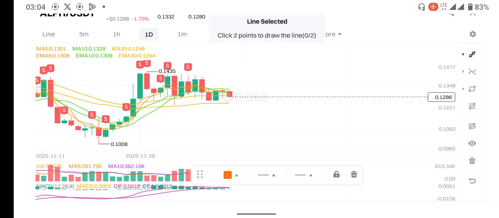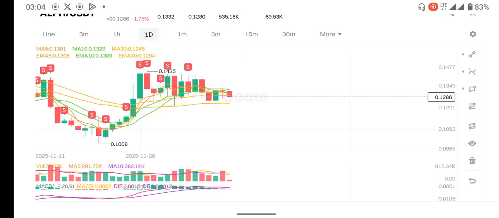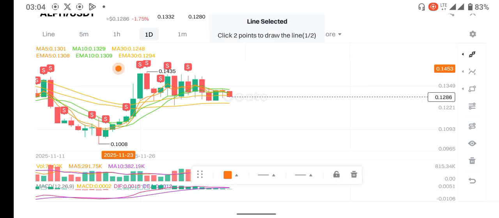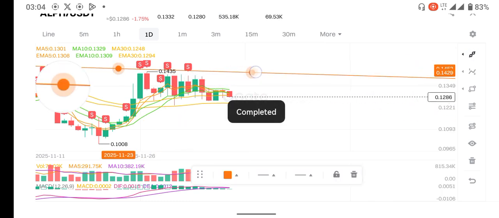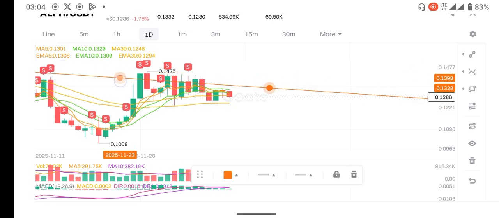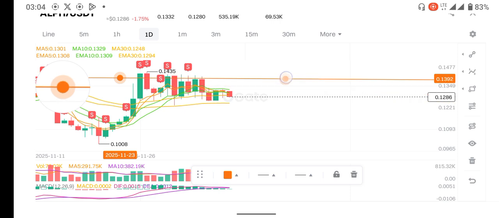Let me just draw this resistance so you can see what I'm talking of. Okay, sorry about that. We'll have a resistance sitting there, here. Okay, so just here and here. We'll have this resistance here. Okay, so let's just say 0.14, we have resistance here.